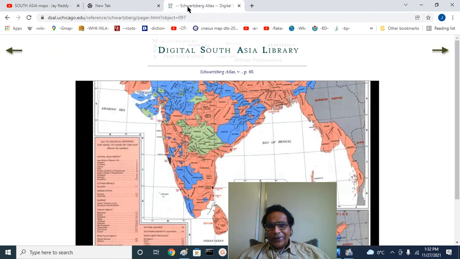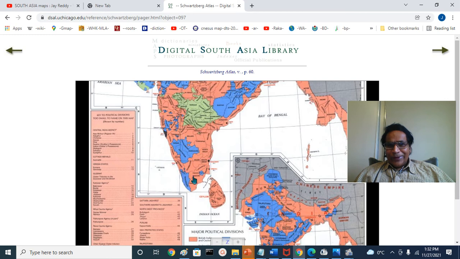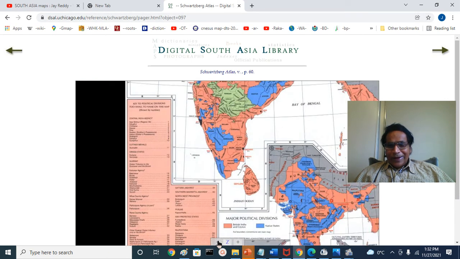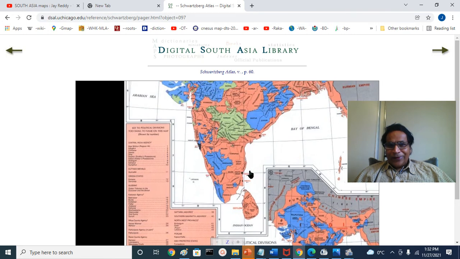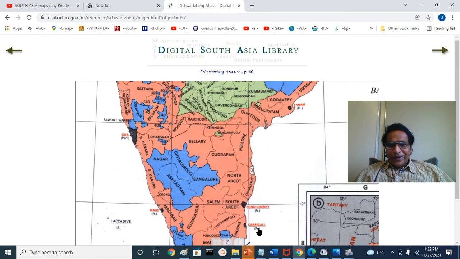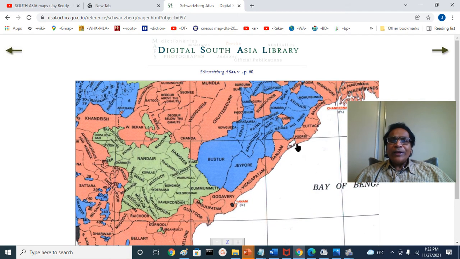And this is, again, we look at the Madras Presidency. What are we looking at here? We are looking at our Schwarzberg Atlas. Madras Presidency, I have contracted to show the entire region. See the Madras Presidency here from the Chilka Lake. We go further, and in the Madras Presidency we see the Ganjam district, the Chilka Lake.